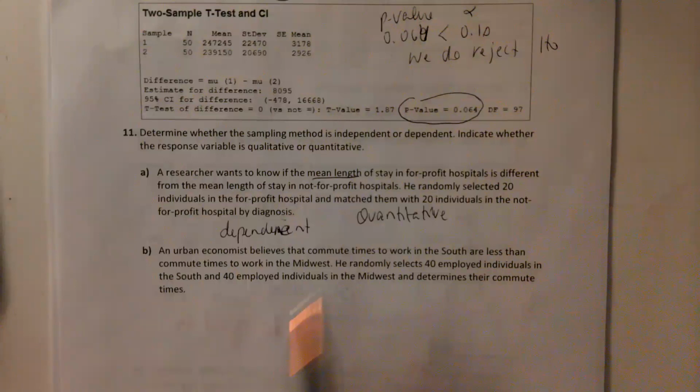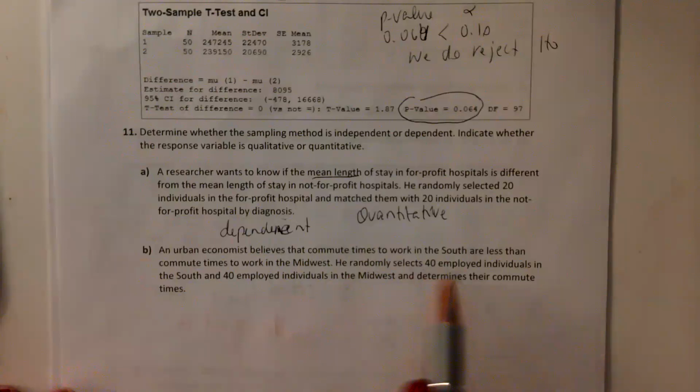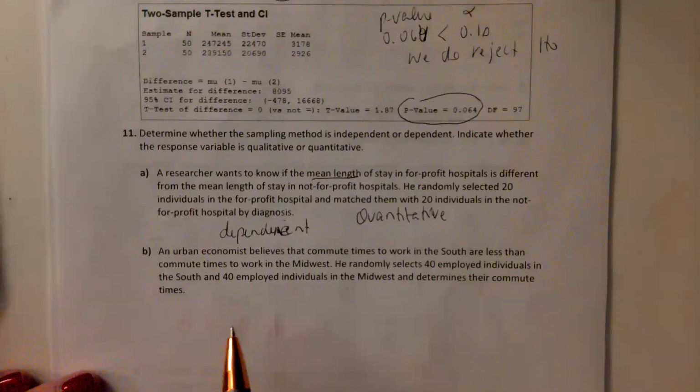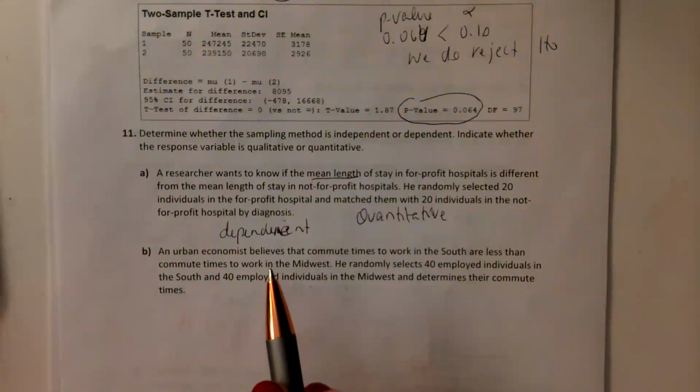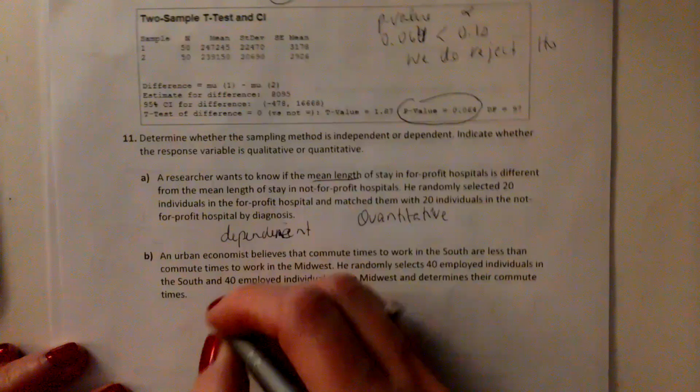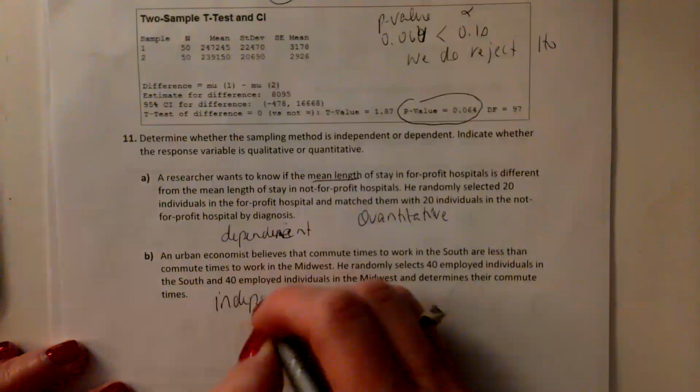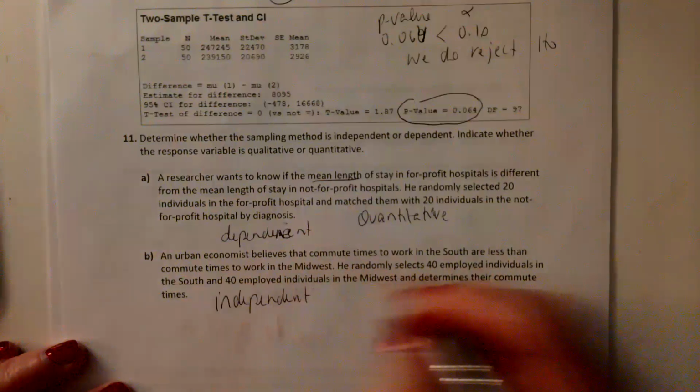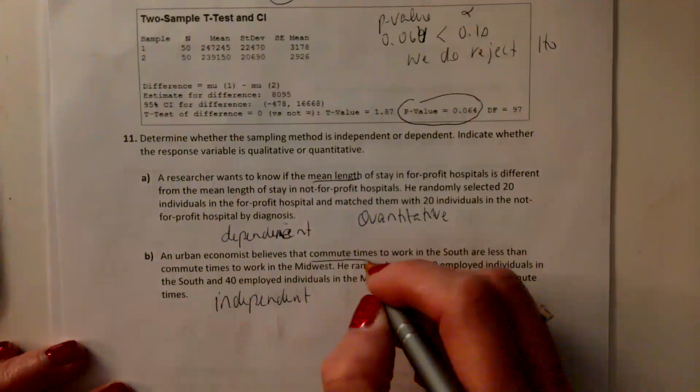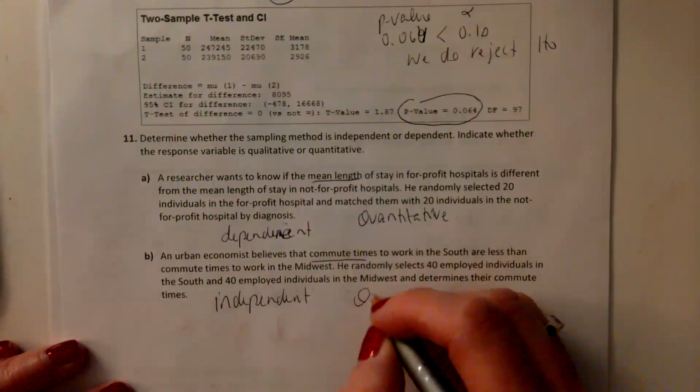And then B says, an urban economist believes that commute times to work in the South are less than commute times to work in the Midwest. He randomly selects 40 individuals in the South and 40 employed individuals in the Midwest and determines their commute times. So these are independent samples. One sample is not based on the other. They're not matched or paired up. So these are independent samples. And commute time is going to be something that's measured. So that's still quantitative.